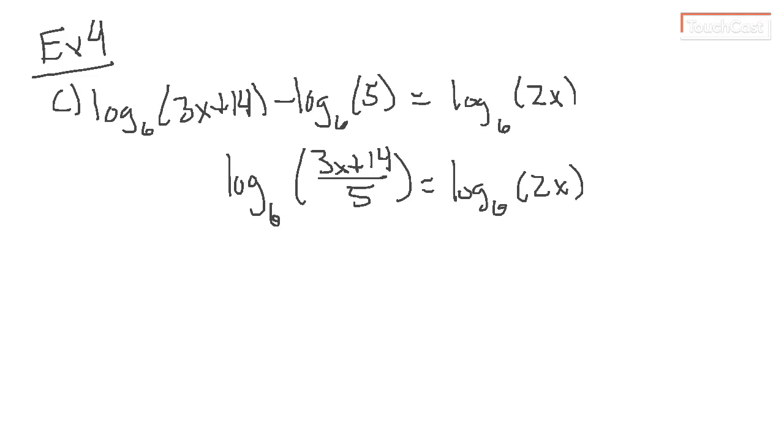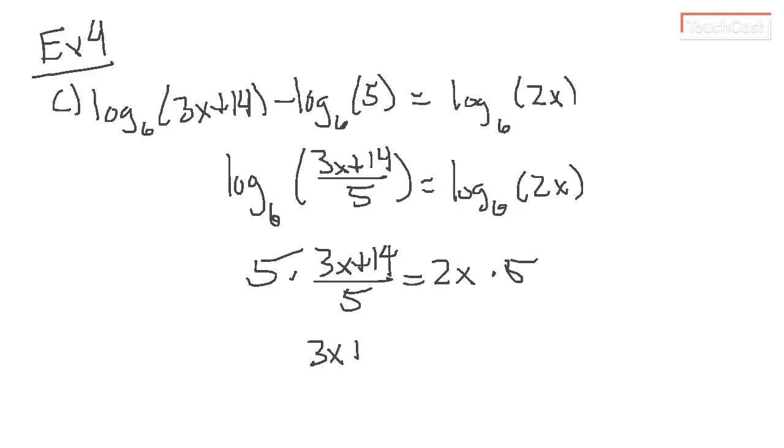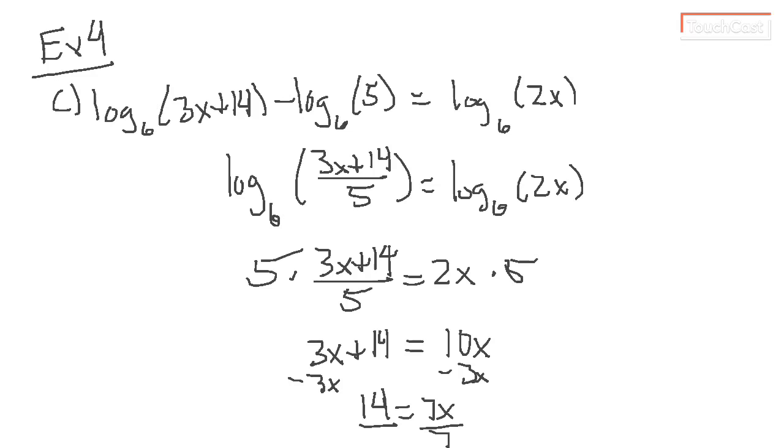And then we can use the one-to-one property. In order for these to work, that means 3x plus 14 divided by 5 has to equal 2x. So we're going to multiply both sides by 5 to move it. Well, 2x times 5 is going to give us 10x on the right, and on the left we're going to have 3x plus 14. So we're going to subtract 3x. We're going to get 14 is equal to 7x, and then if we divide both sides by 7, we'll get that x is equal to 2.